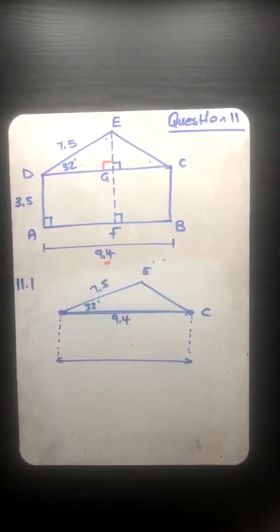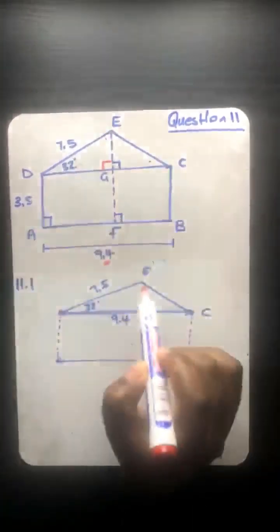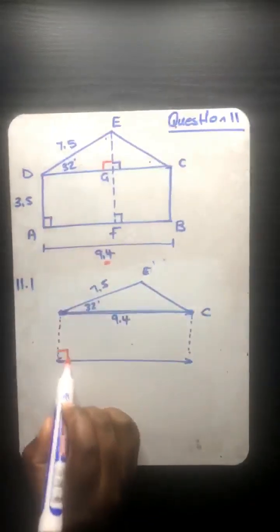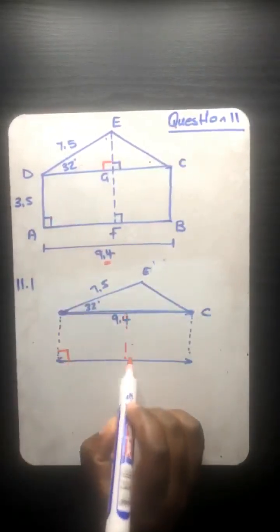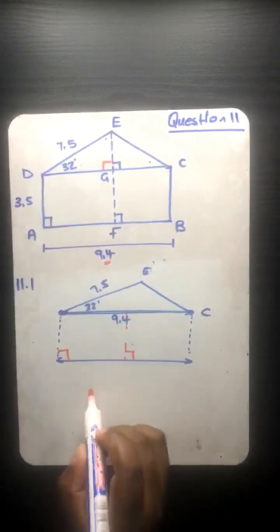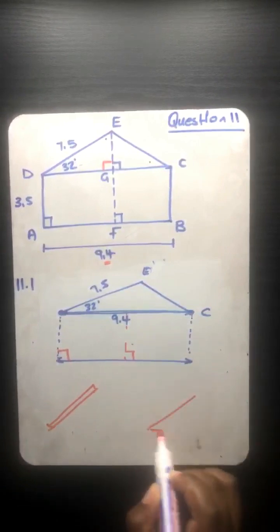But what you know is that a house, this is a wall, this is a wall, this is the roofing. A wall has to be vertically straight. That is why it makes a 90-degree angle there. Also, there it makes a 90-degree angle there. There is no way you can have a house having a wall which is leaning like that.